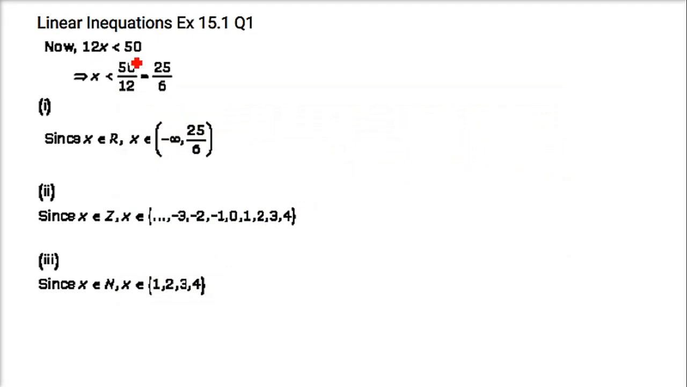12x is less than 50. So we divide both sides by 12. We get x is less than 50 by 12. So 50 and 12, the common factor is 2, so you get 25 by 6. So when you say x is less than 25 by 6, in all the questions which are coming, there are around 3 questions like this.